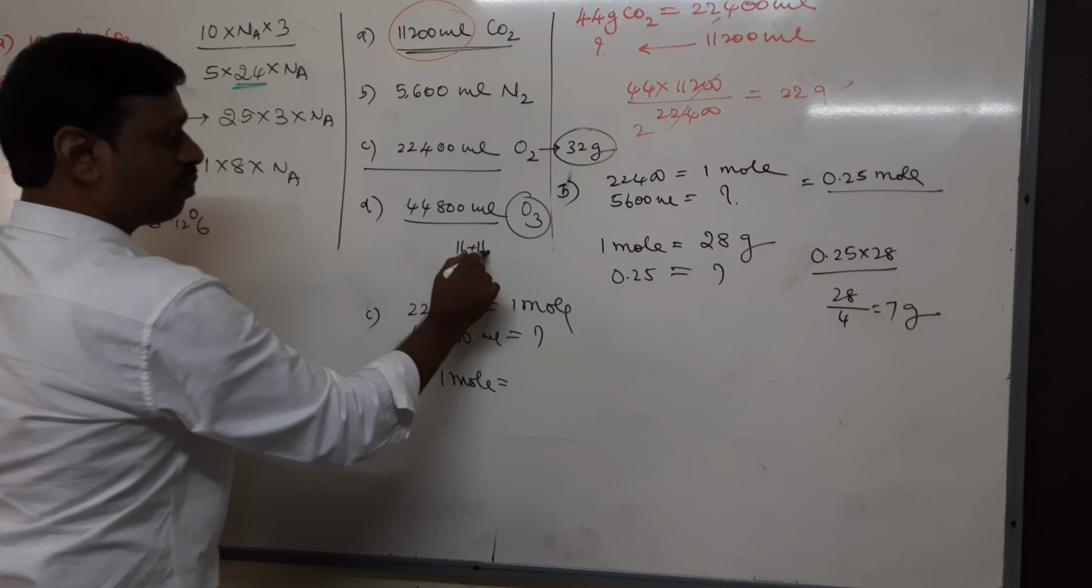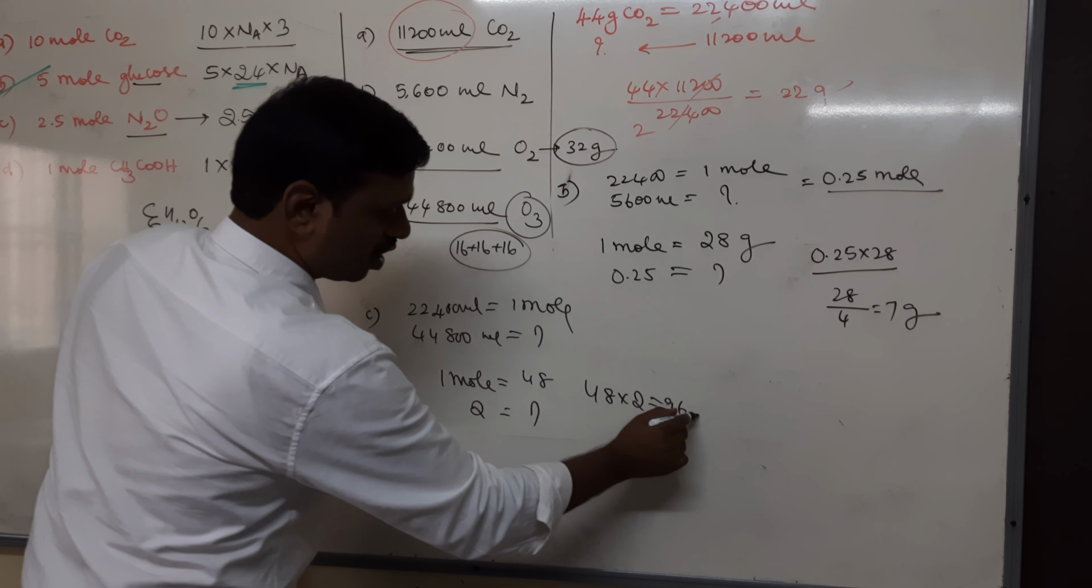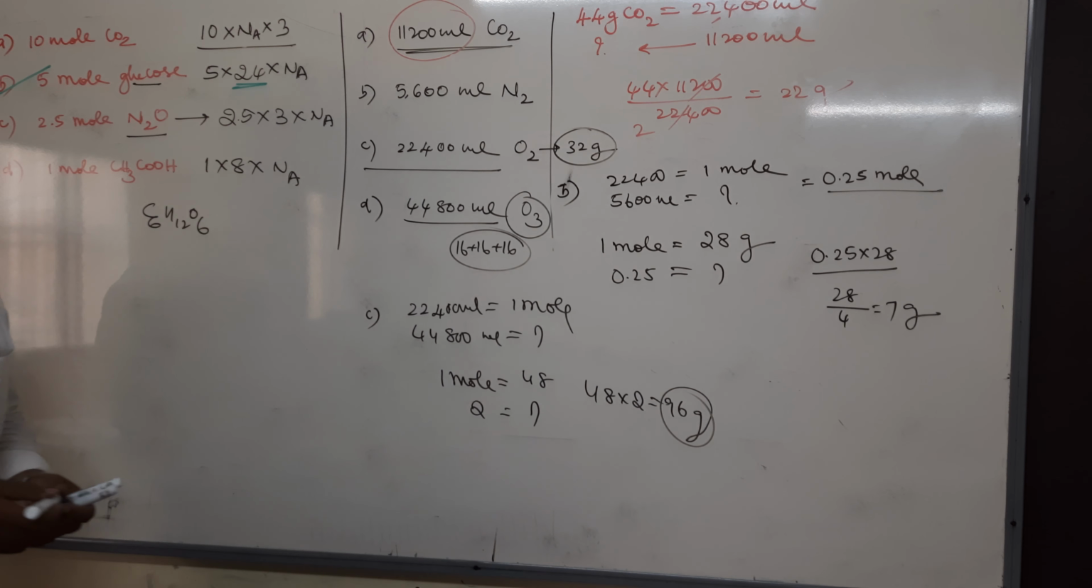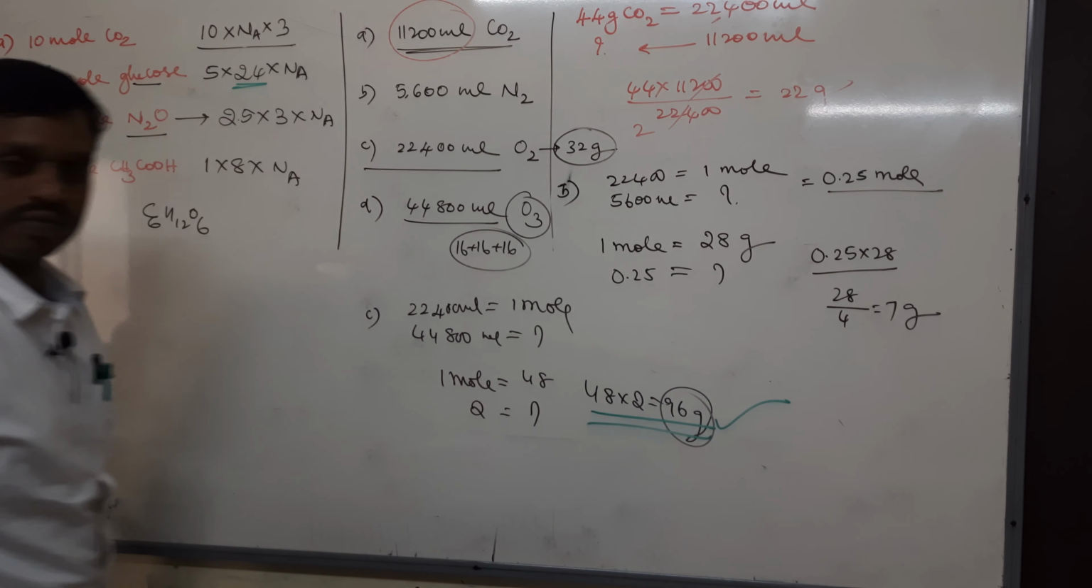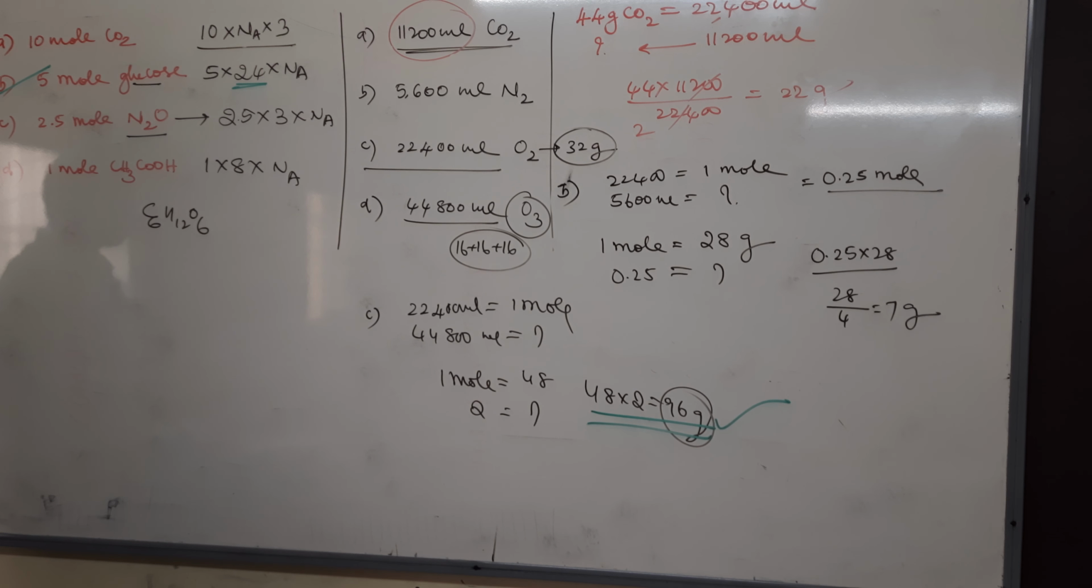Then how many moles here? No, this is how many moles? 2 moles. 2 moles, so 48 into 2 is 96 grams. Then tell me which one has the highest mass? Ozone. Last one, ozone. Like this. It is a bit difficult, not difficult, confusing. But if you practice, it becomes very easy. It requires a lot of practice.